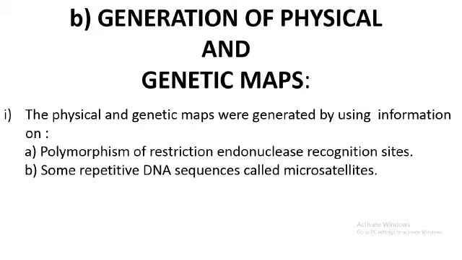And the second thing is the repetitive DNA sequences called microsatellites. You'll be studying this after this. In the human genome, there are certain nitrogenous base sequences which are repeated at frequent intervals in small numbers. They are called microsatellites. We try to identify those regions and join them. This is how the physical and genetic maps can be made.